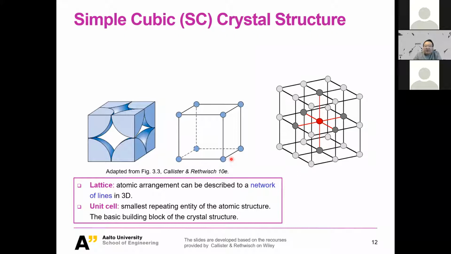So unit cell is the smallest repeating entity of the atomic structure and the base building block of the crystal structure. So that's the overall picture, and I'm giving you such a picture here. This is the so-called unit cell, because if you just take this one cube out of here, then you could have the entire space by repeating itself.